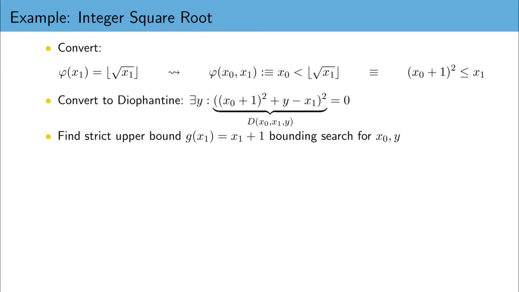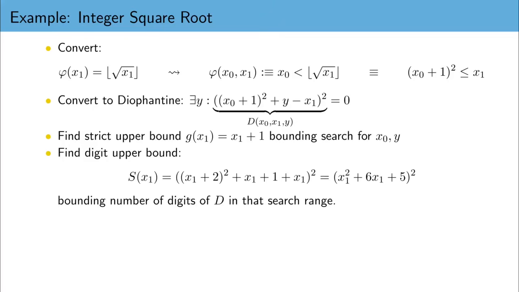But luckily in this example, we have a really nice strict upper bound on our search range. We also need a digit upper bound, and I'd like this to only depend on x1. So we make our polynomial positive by switching the minus sign to a plus and plugging in our upper bounds on x0 and y. This will give us a way excessive upper bound on the number of digits of the output of d, but it's an upper bound, so we can use it in our digit stabilization function.